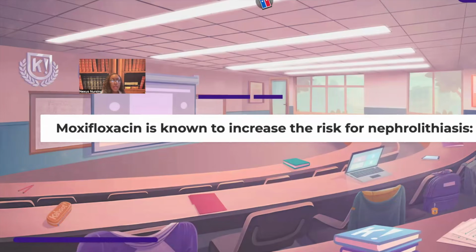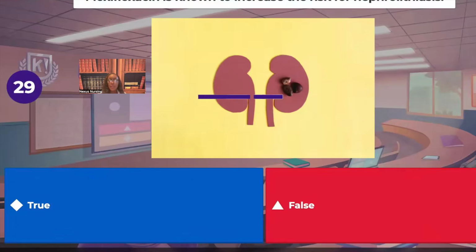Last one. Moxifloxacin is known to increase the risk of nephrolithiasis. Is this true or is this false? Yep, this is the last one. I'm sorry. True or false? What is the drug class of this medication, guys? What's that drug class?